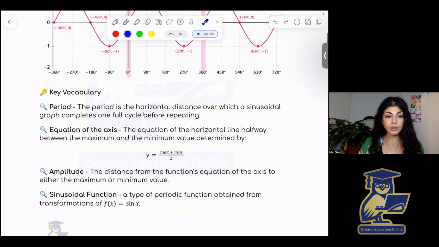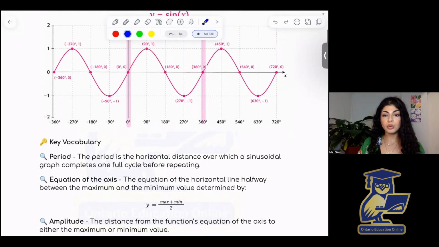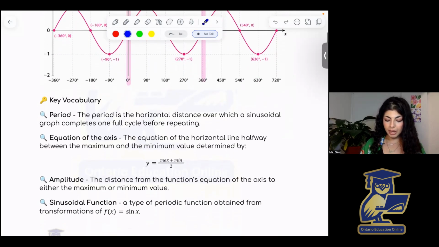And finally, a sinusoidal function is a periodic function that is obtained from the transformations of the f of x is equal to sine of x function. So, of course, this function itself is considered a sinusoidal function, but later when we see any transformations of this, and remember we can do stretches, translations, or reflections, all of those will be sinusoidal functions as well because they have that sine in the output.